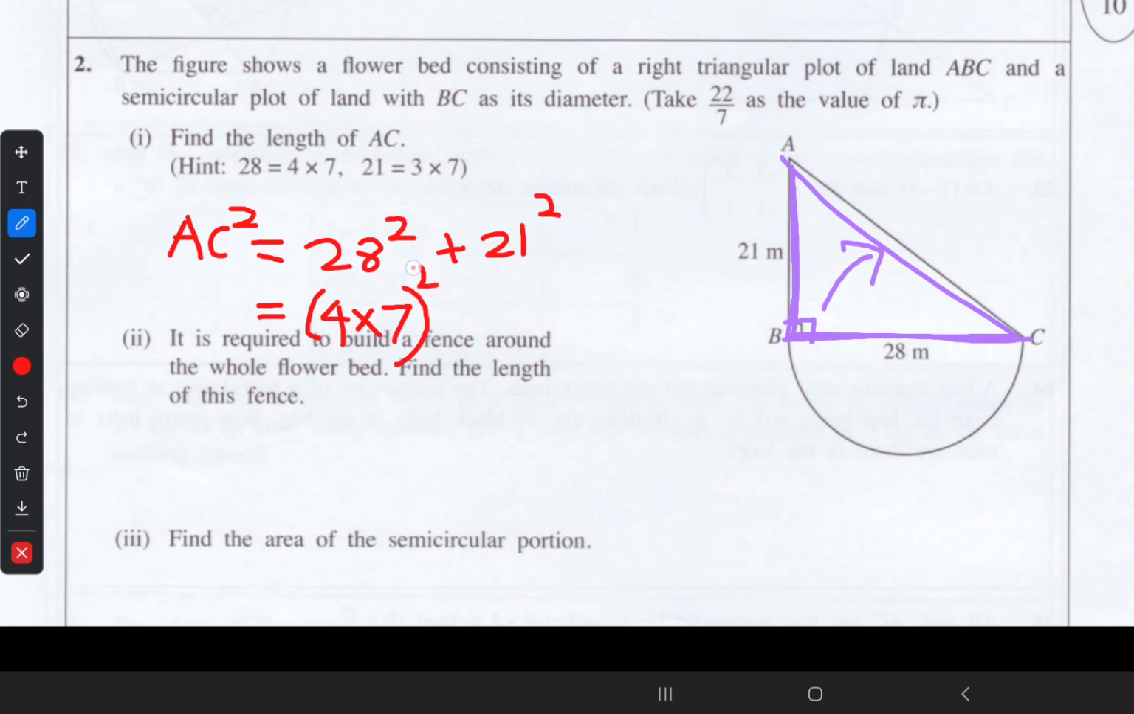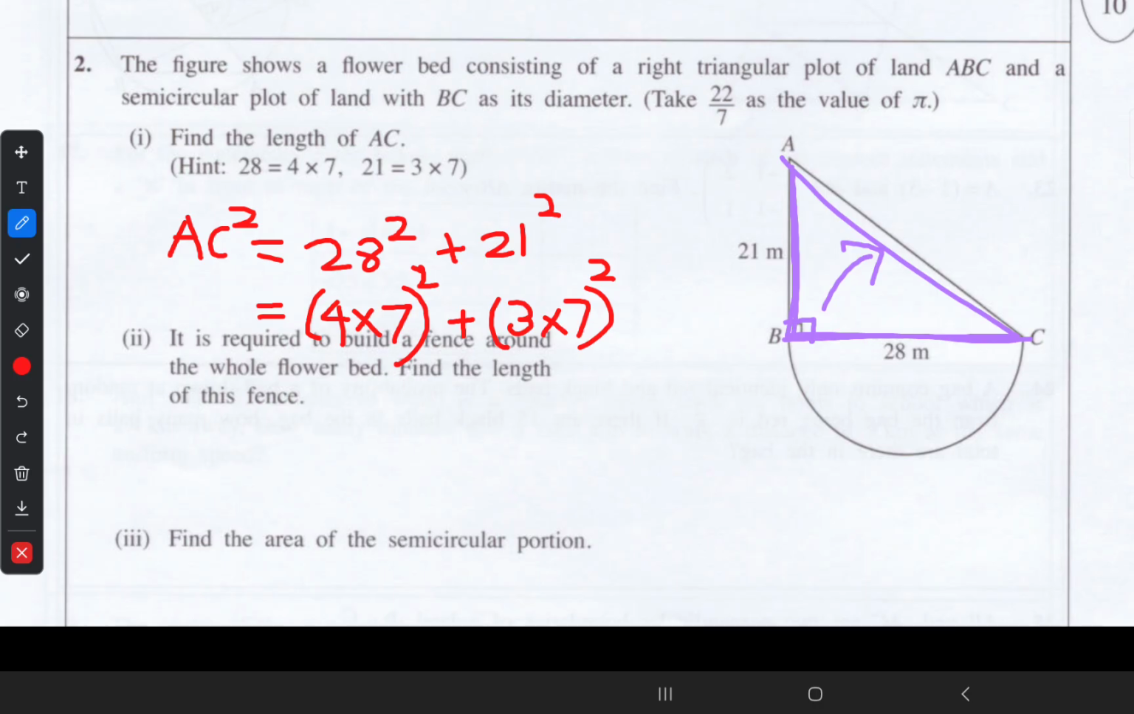Here there is a square, no? That's why I indicated square. Plus 21 square can be written as 3 times 7 square. Okay, don't confuse with this. 28 square means 4 times 7 square. 21 square means 3 times 7 square.